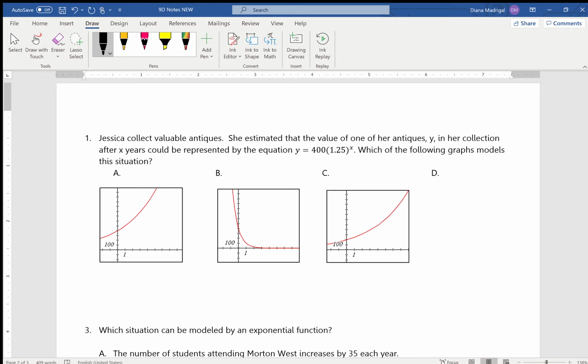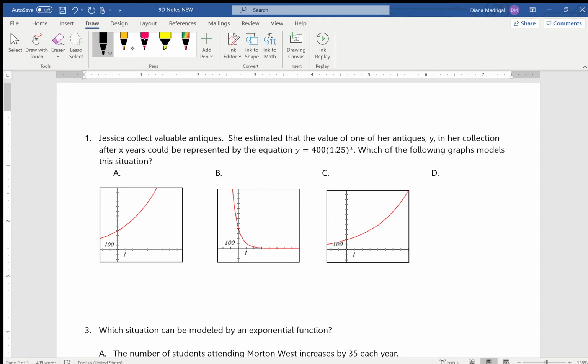She estimated that the value of one of her antiques, Y, in her collection after X years could be represented by the equation Y equals 400 times 1.25 to the power of X. Which of the following graphs models this situation? Alright, so again, when we have the graphs, we look at the number inside the parentheses, okay?